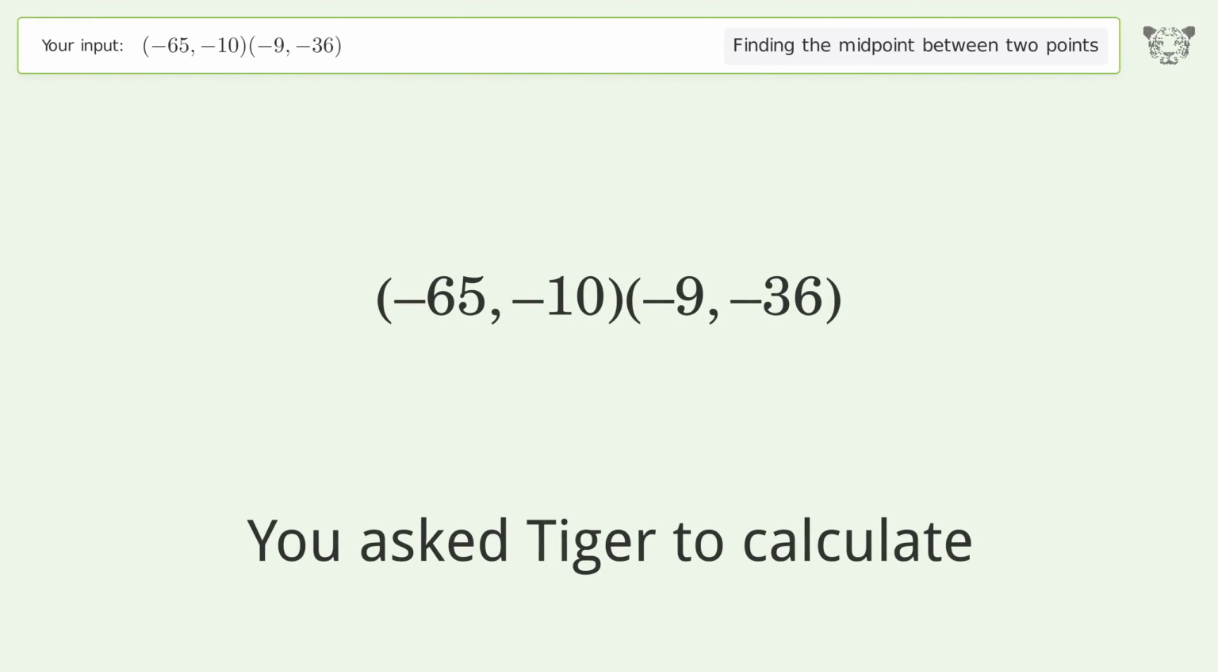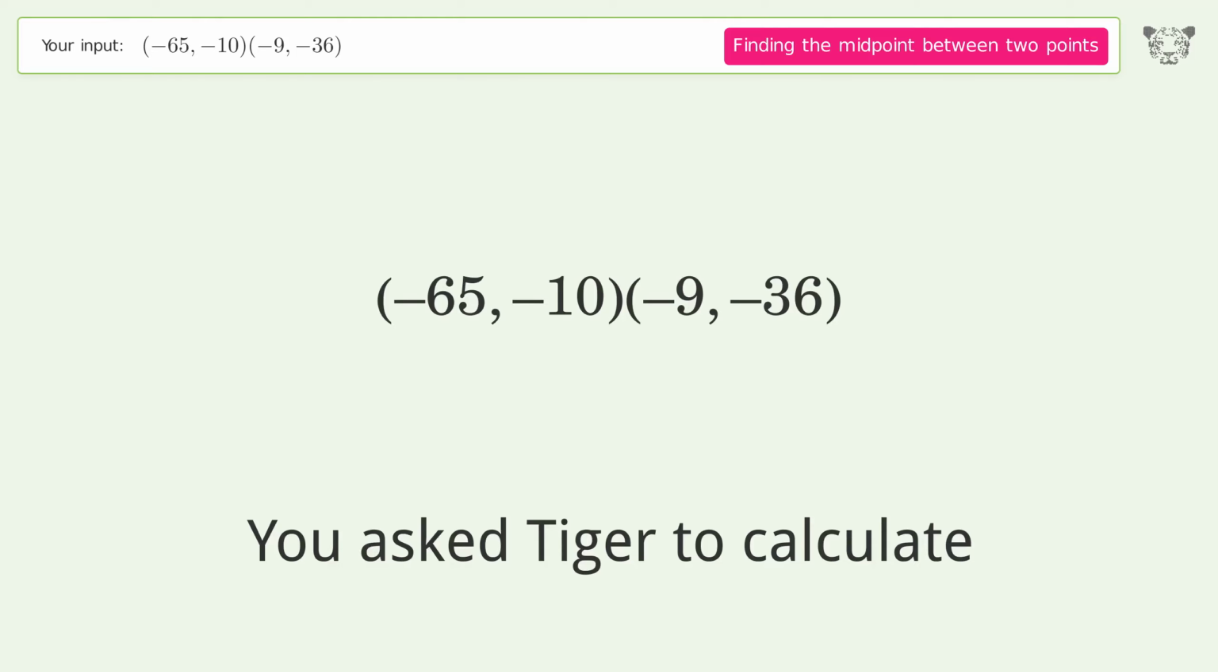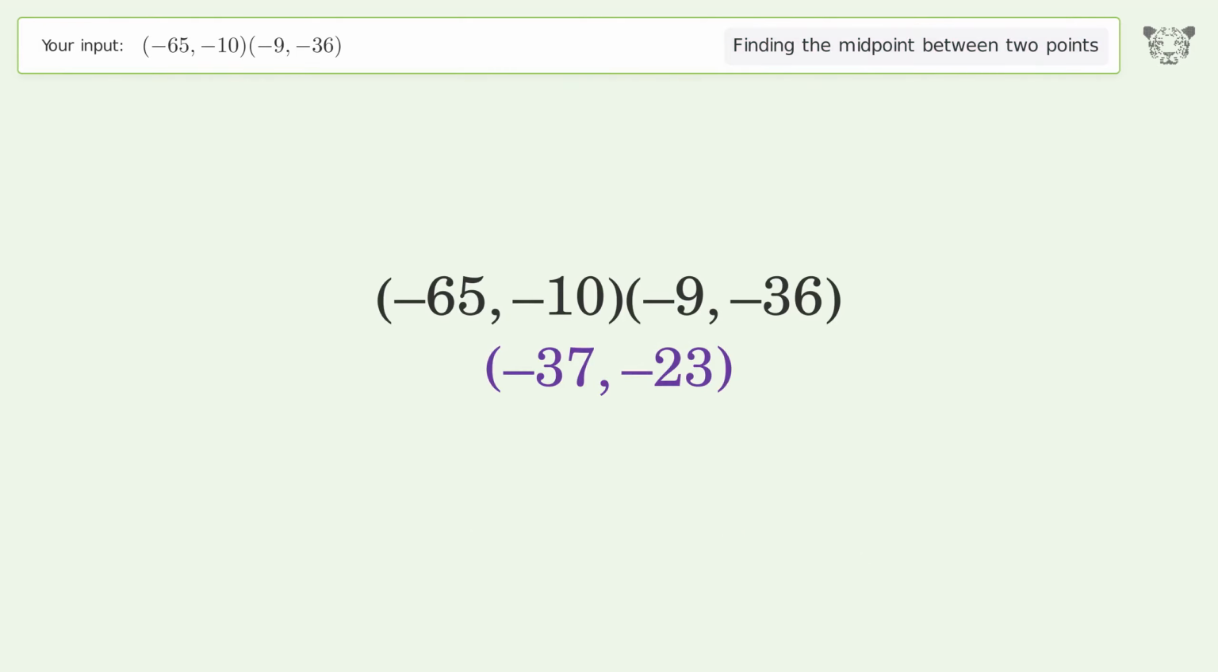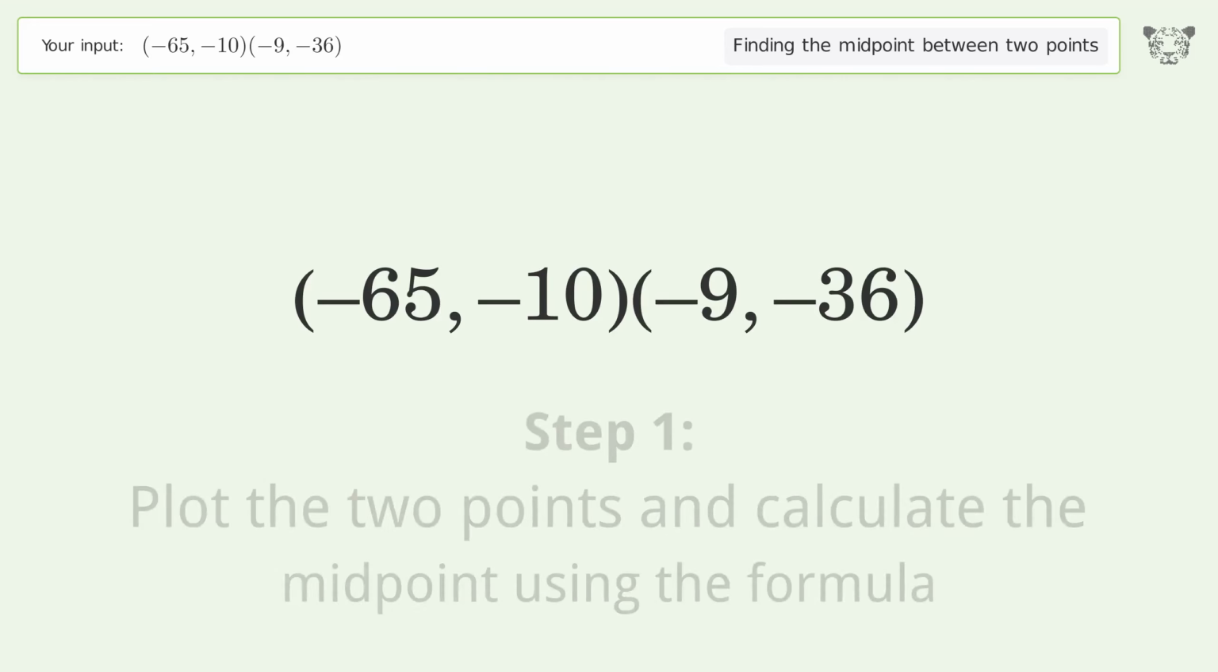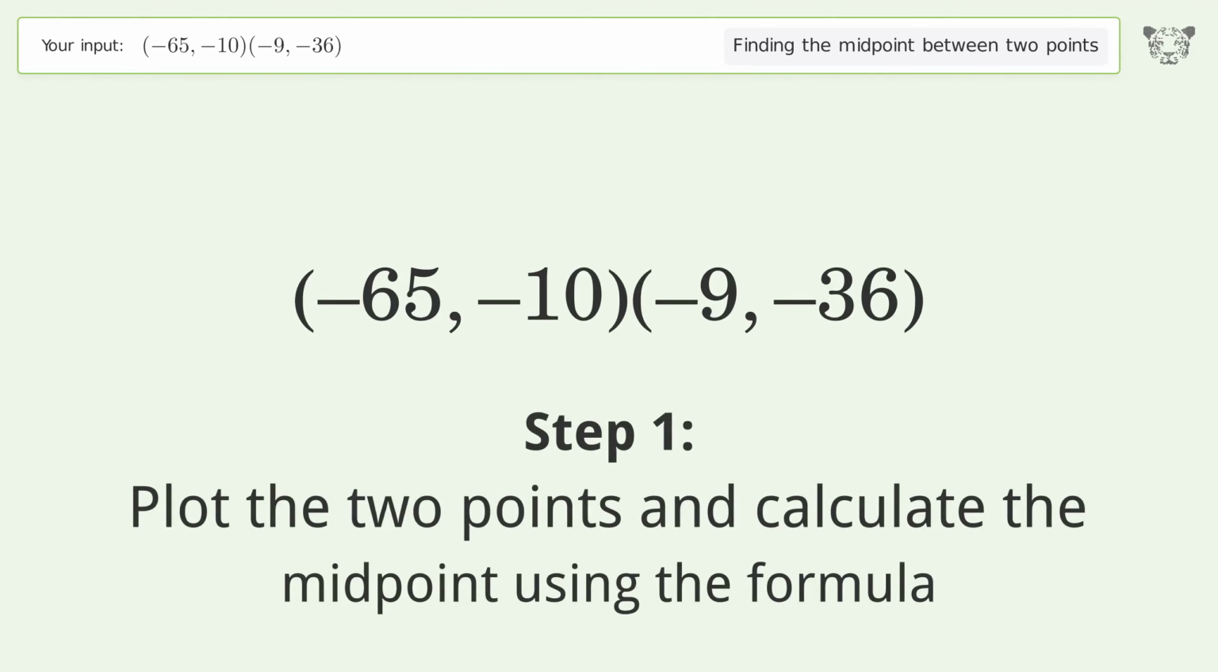You ask Tiger to calculate. This deals with finding the midpoint between 2 points. The midpoint between the 2 points is -37, -23. Let's solve it step by step. Plot the 2 points and calculate the midpoint using the formula.